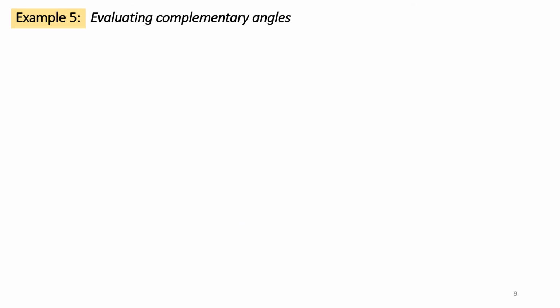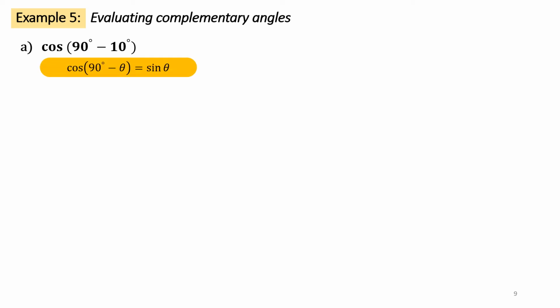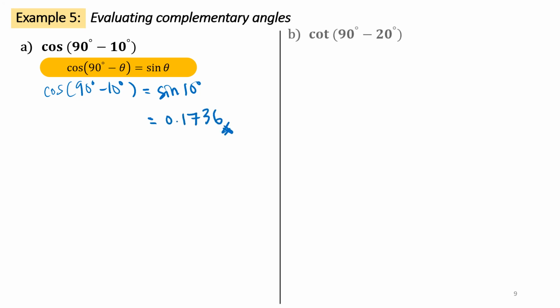Next, let's evaluate complementary angles. For question A, we have cos of 90 degrees minus 10 degrees, and we know the formula is cos 90 degrees minus theta is equal to sine theta. So we will have here cos 90 degrees minus 10 degrees is equal to sine 10 degrees, and we can just input that into our calculator and we will have 0.1736.